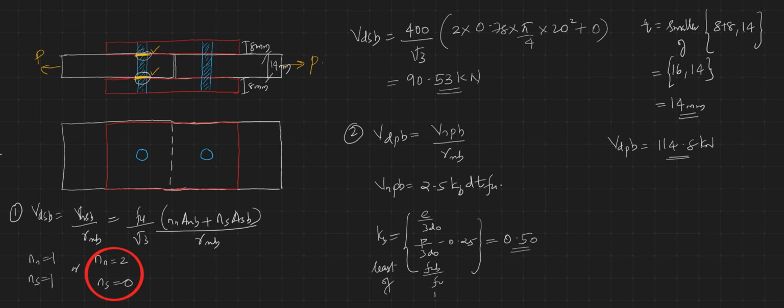So I'll get this value for VDPB as 114.8 kN. The shear strength in the double cover butt joint is 90.53 and the bearing strength is 114.8, which means that again the bolt strength will be the lesser of these two, that is 90.53 kilonewton. So this is what the bolt video covers.